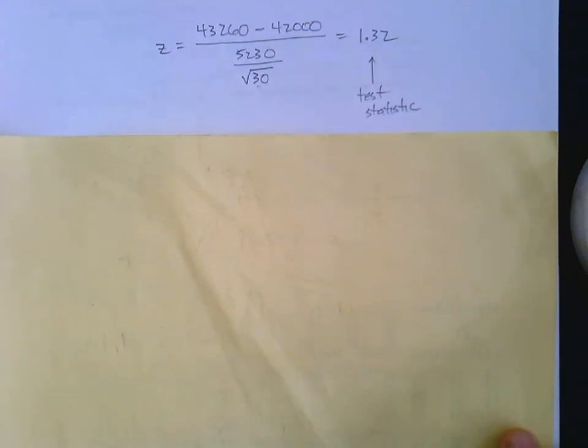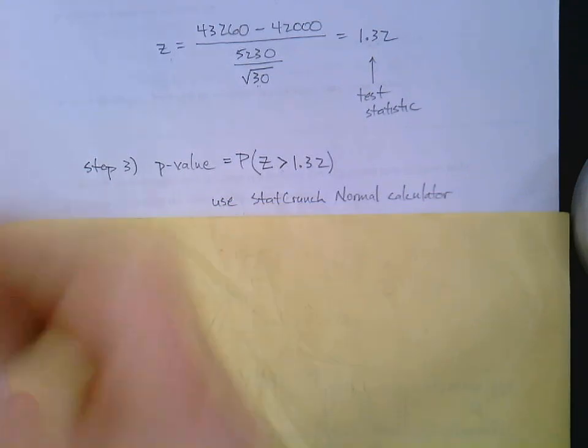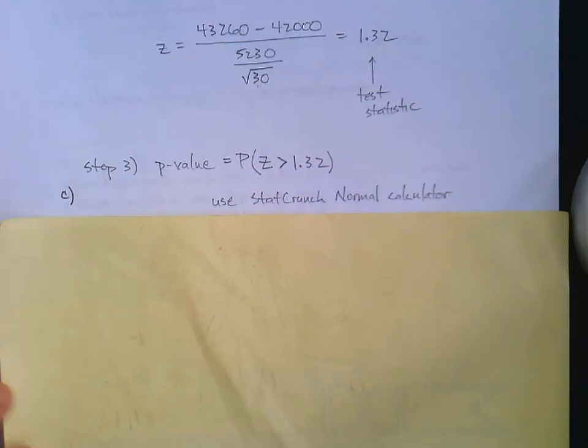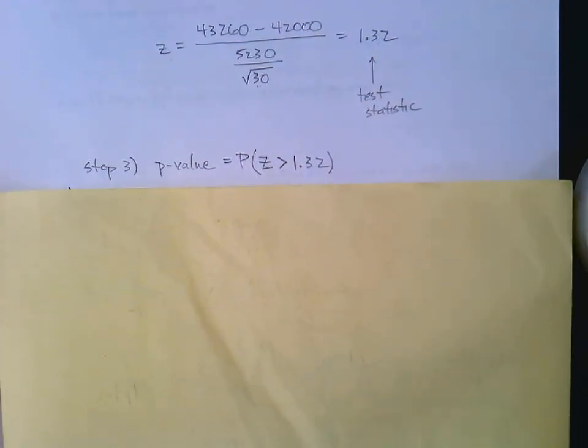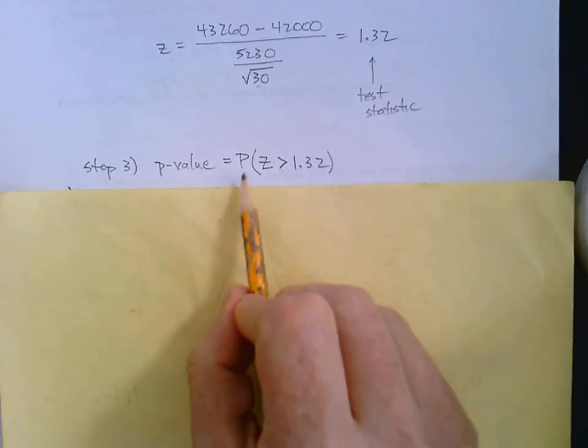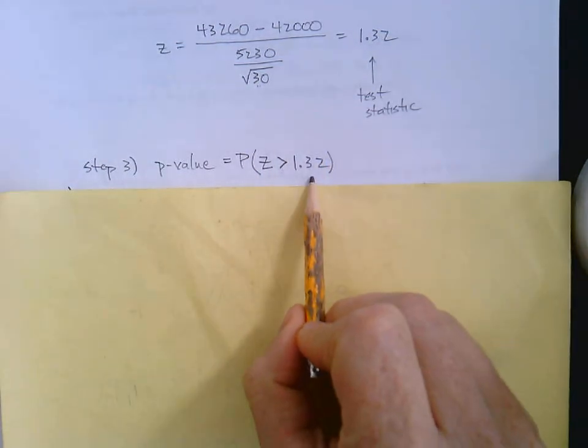Okay, very nice. Let's go to part C. This is step 3, part C. Step 3 in the test is to find the p-value. The p-value is the probability that goes along with that z-score, that test statistic. So the p-value is equal to the probability, and notice what we have here. Okay, so we filled in the z-score.